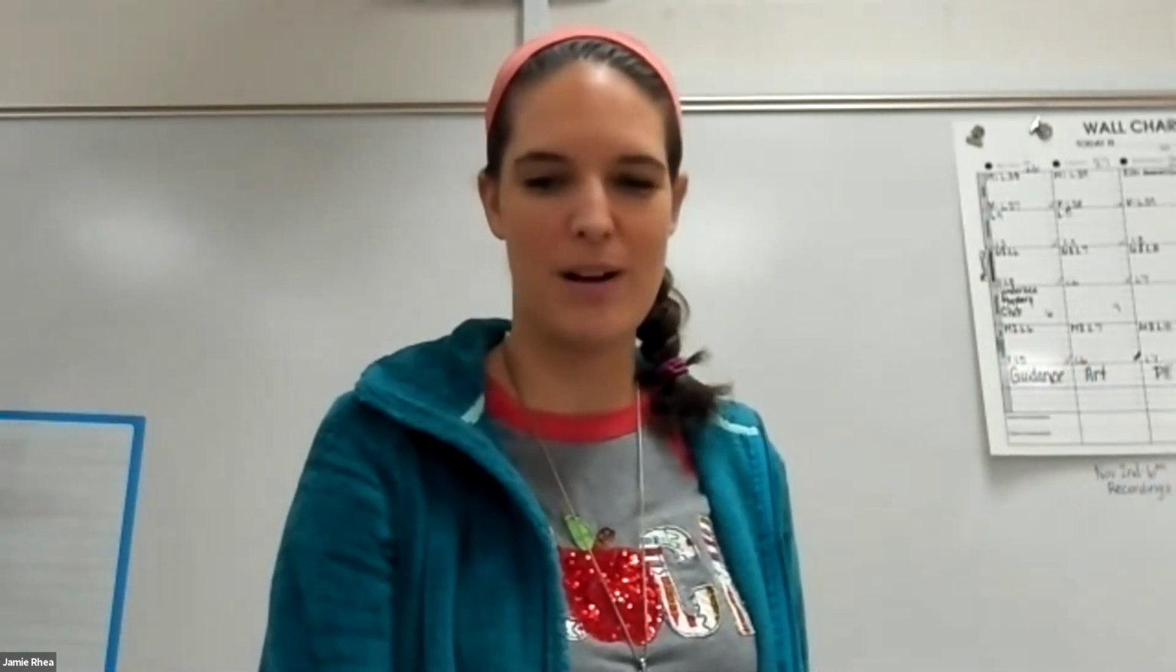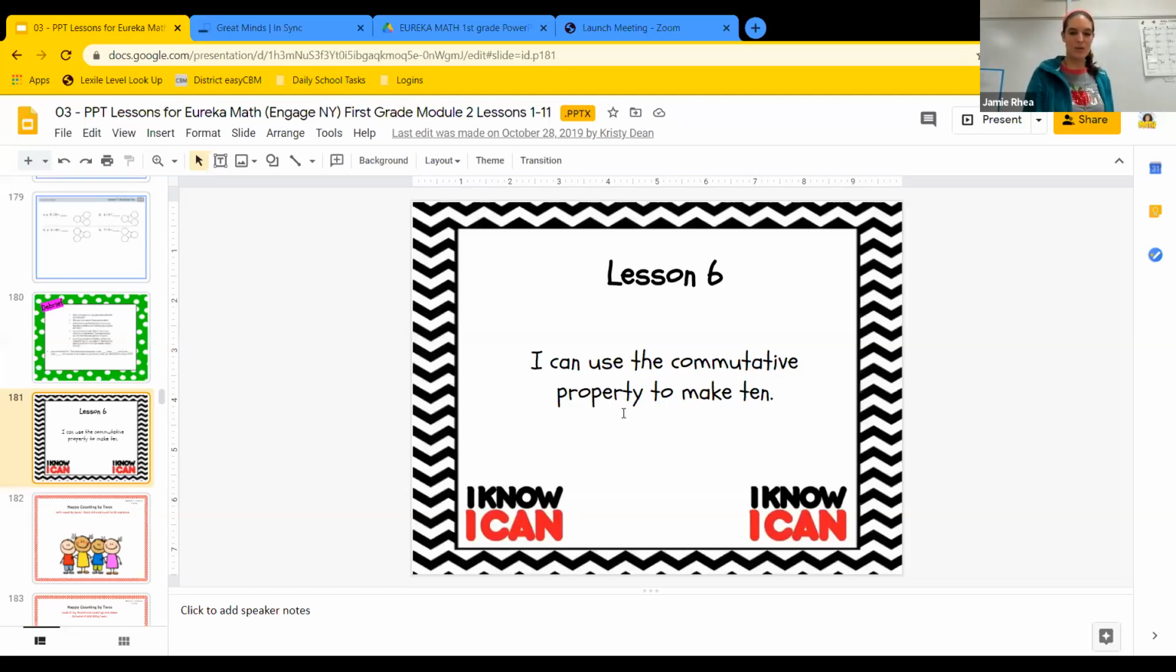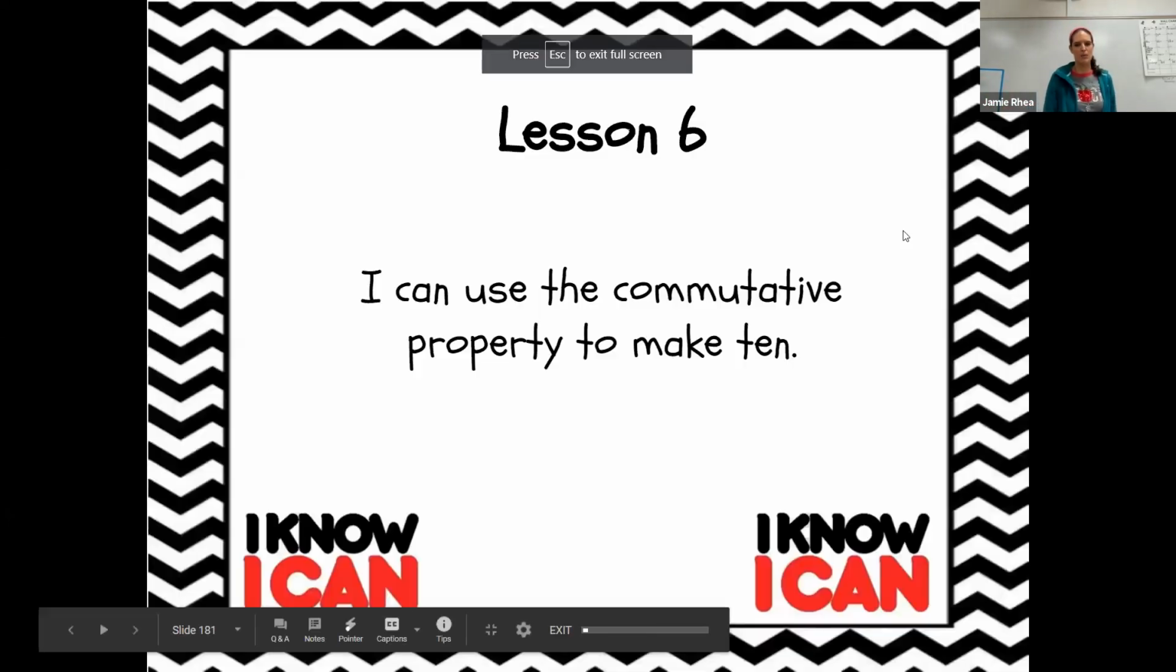Okay, so we are ready to start our next lesson. I'm going to share my screen real quick so you can see where we're at. And let's look at it. Today we are going to use the commutative property to make 10. Now remember that word commutative, commutative property. We've heard that word before and we've used it before. It sounds a little scary, but it's not. Remember, it's just when we flip it around, okay? So today we're gonna look at different ways to make 10. You're gonna need your whiteboard for definitely sure today, okay? So let's get our brains working.